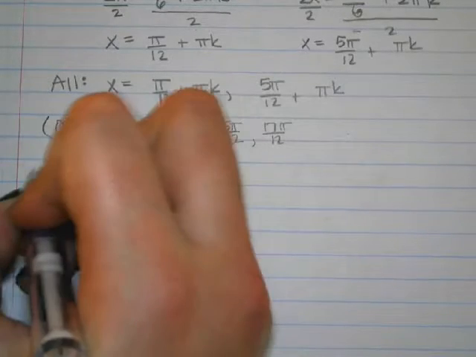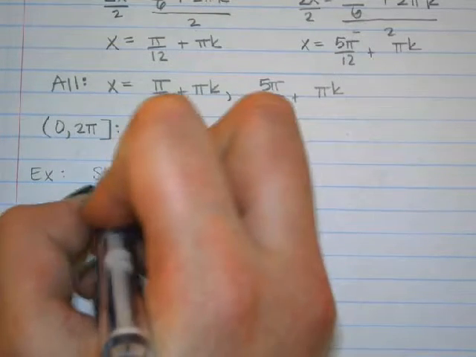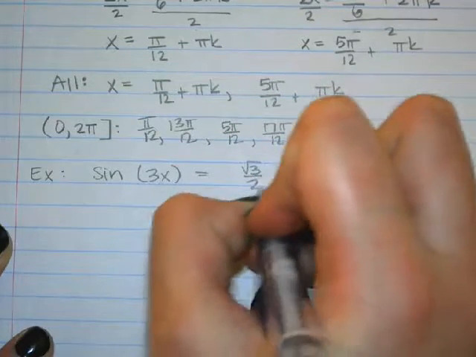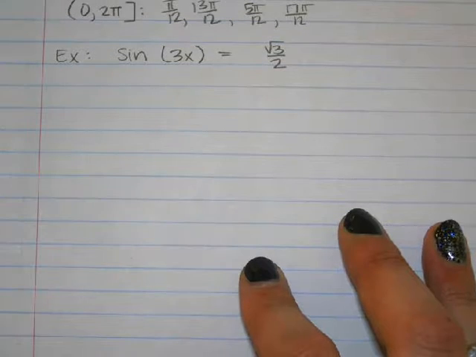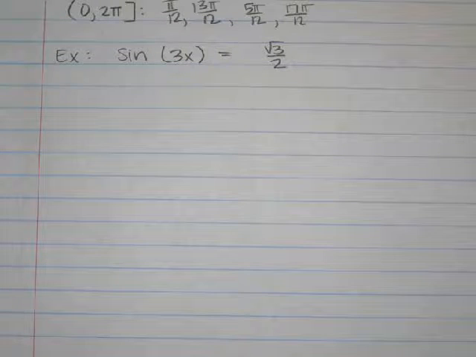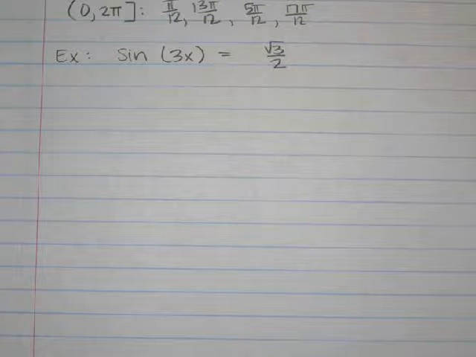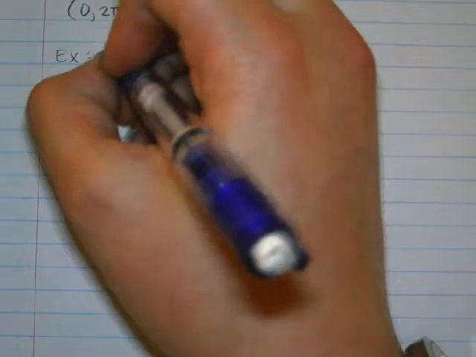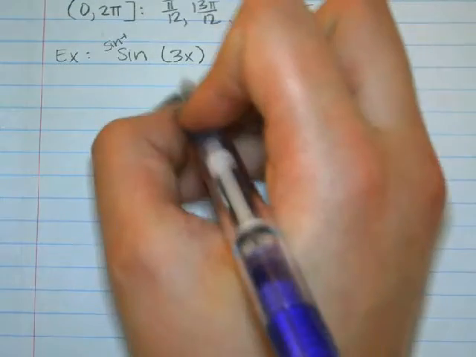All right. For the next example, we're going to do sine of 3x equals root 3 over 2. Okay. So what should we do first? Okay, so sine inverse. And when I write sine inverse on my paper, what should I really be doing?